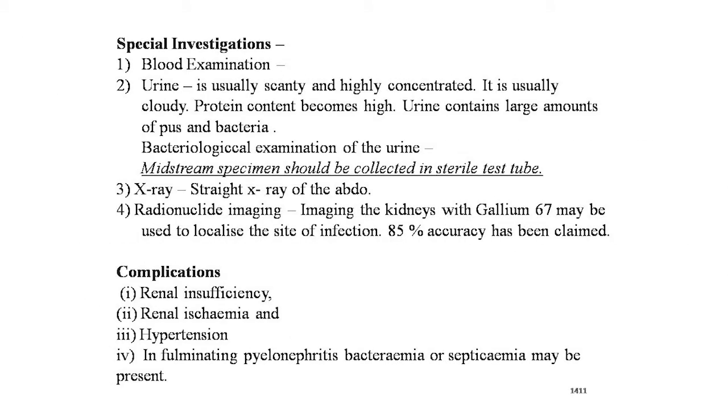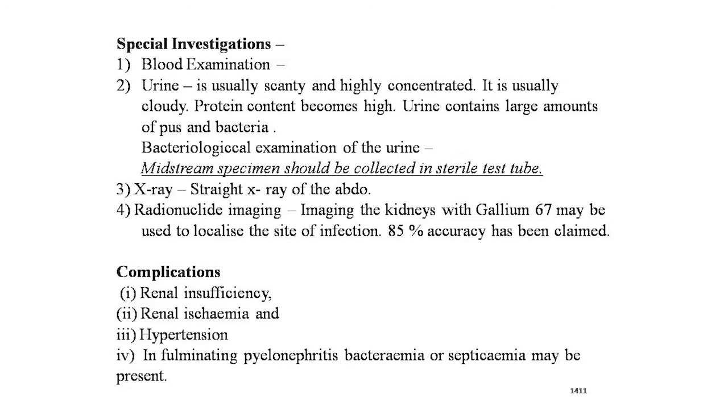Now the investigations in the pyelonephritis to be done: the blood examination, which is routine CBC, shows leukocytosis and erythrocytosis. Then urine examination: urine is usually scanty and highly concentrated. It is usually cloudy. Protein content becomes high. Urine contains large amount of pus and bacteria. Bacteriological examination of the urine, that is the midstream specimen, should be collected in a sterile test tube.